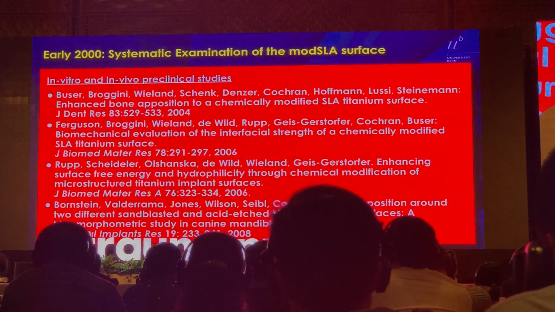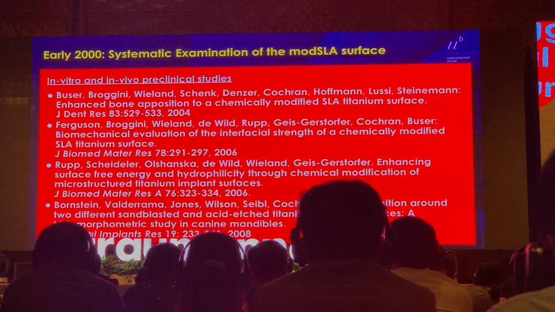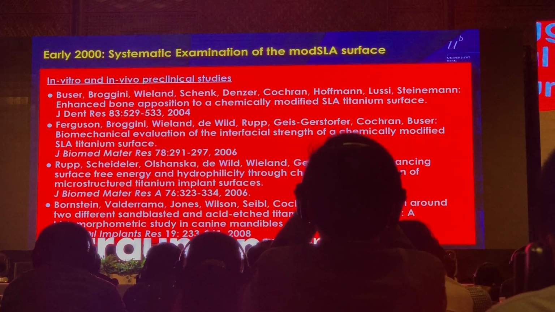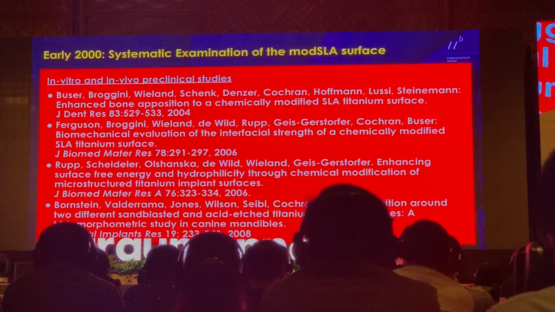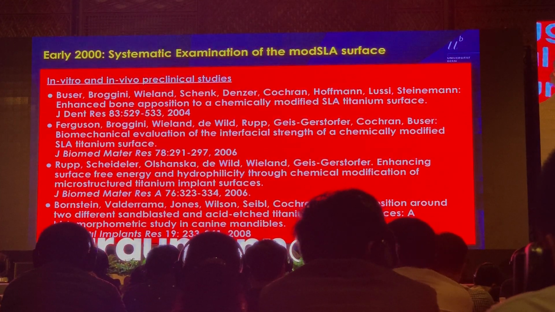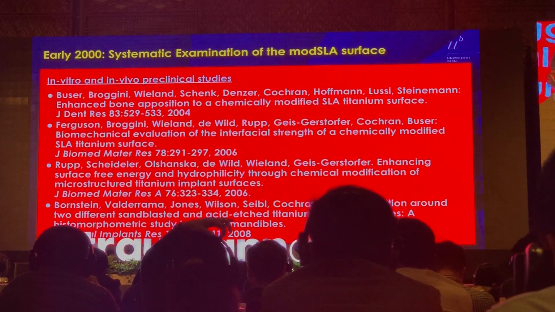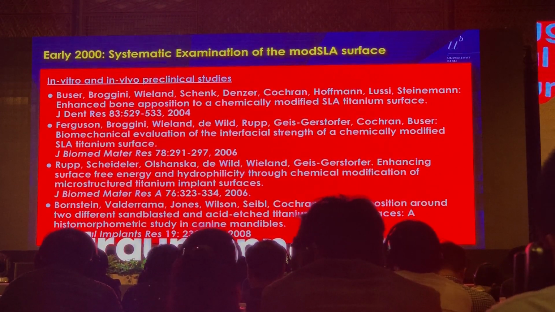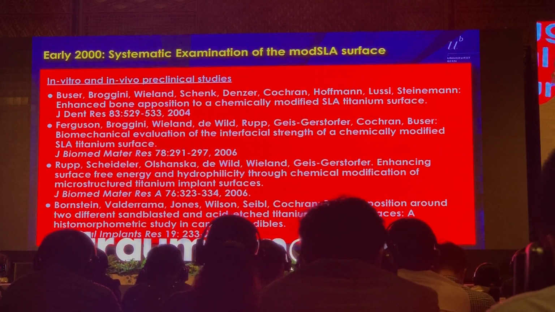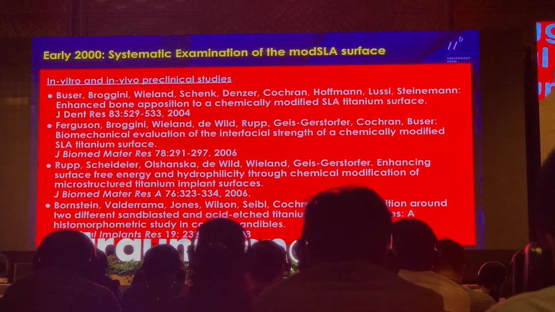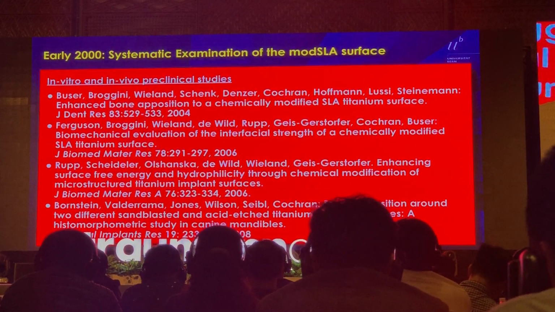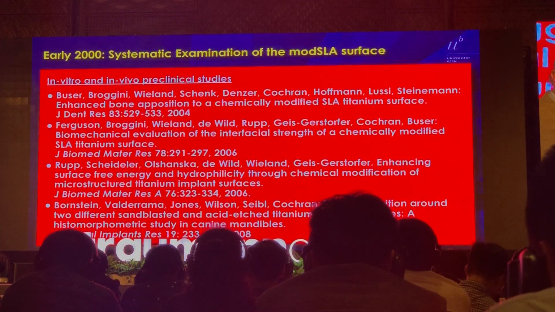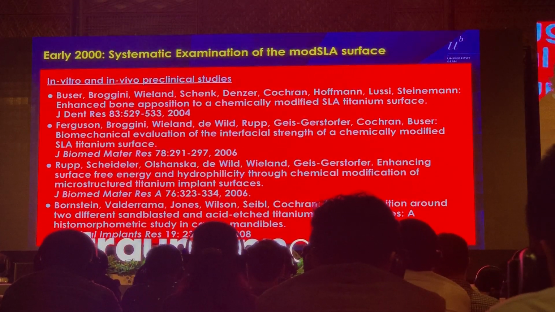And here you see all the publications from this activity in the early 2000s, 15 years ago. You see the first one is on top, Buser, Broggini and colleagues, 2004, published in Journal of Dental Research. It's the best cited paper supported by ITI Foundation. It has about 45 citations per year, which is a fantastic number. That helped a lot to bring Bern up in the ranking. And that study showed that bone is very quick in healing when you have hydrophilicity. Very quick.